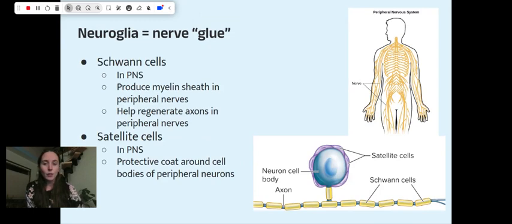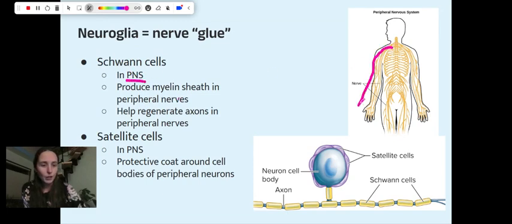The last two neuroglia cells that we're going to look at are Schwann cells. You can tell that we're in a different area of the body now because Schwann cells are only found in the peripheral nervous system, which is all these nerves that branch off from the center of our body. So not in the brain, not in the spinal cord. This produces myelin sheaths in just the peripheral nerves.